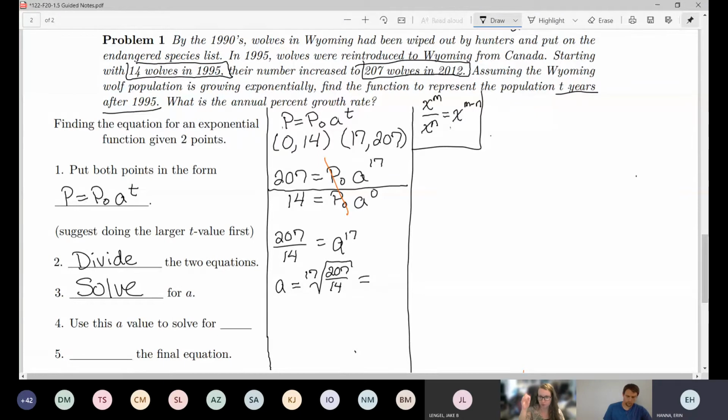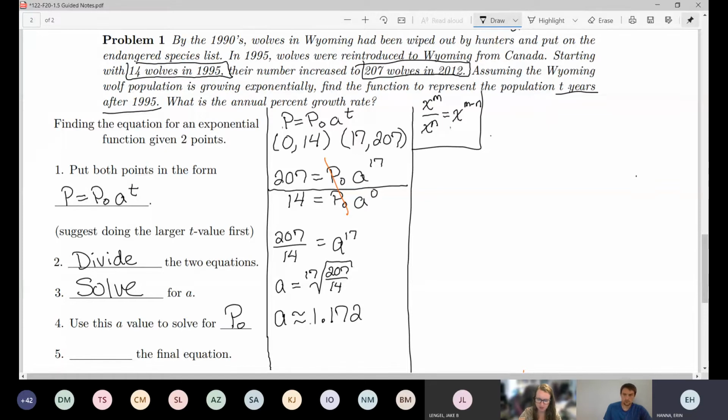Or again, you can change it into 1 over 17th power. This is going to be approximately 1.172. So that's our a value, approximately. So now we know one of the values that we didn't know, and now we can go back and essentially solve for the other one. So we're going to use this a value we just found to solve for p naught.